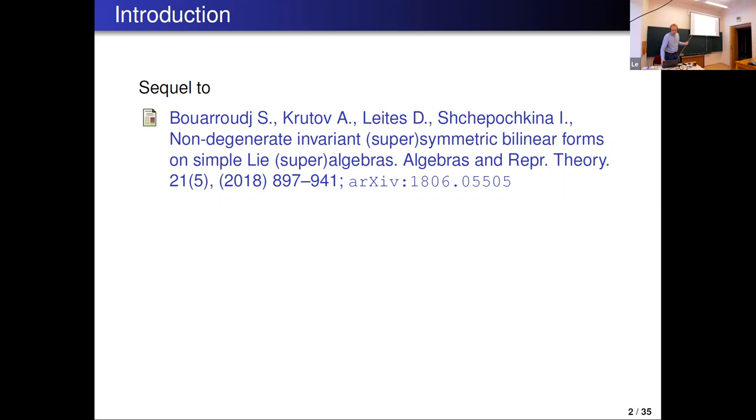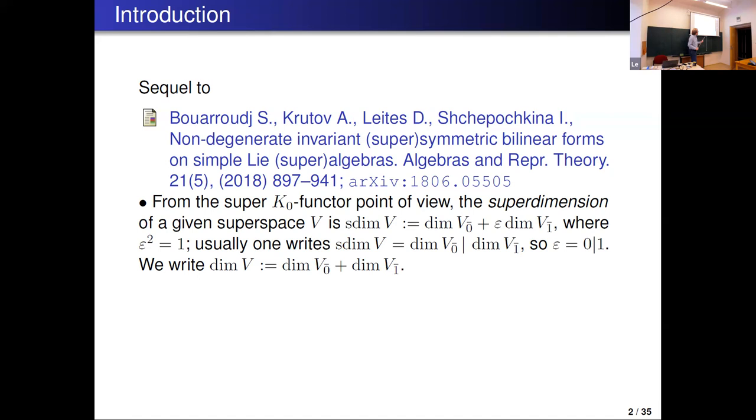A bit of notation: superdimension. I will denote the dimension of the even part by this symbol, the odd part by this one. Dimension will be just the sum of the two. Let me remind you that a super vector space is just a Z2-graded vector space. From now on, you assume that your vector space is defined over a field of characteristic two. Not yet. I will mention it, because sometimes I will jump back in time.